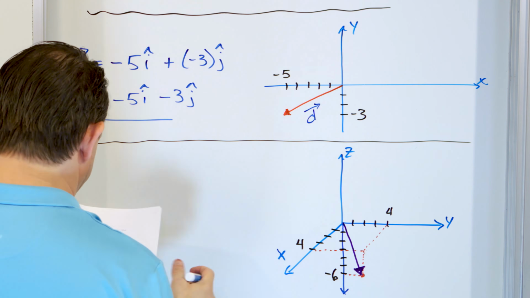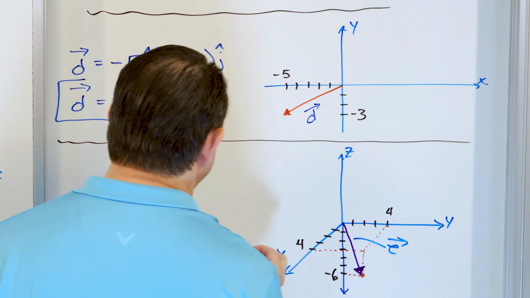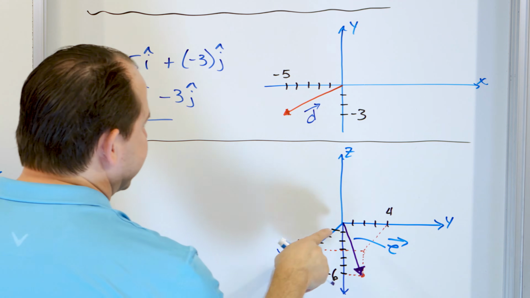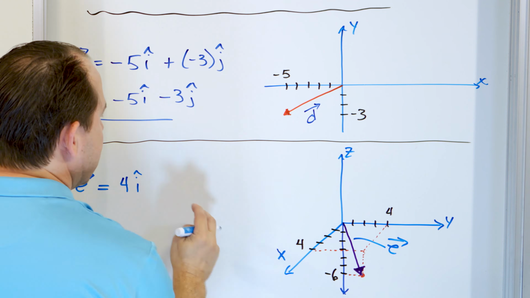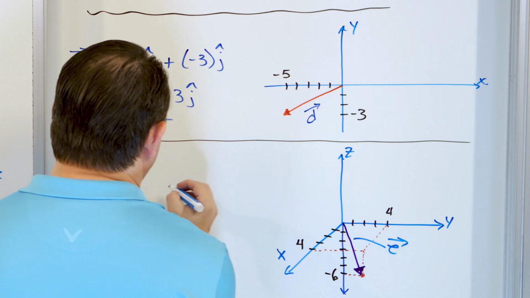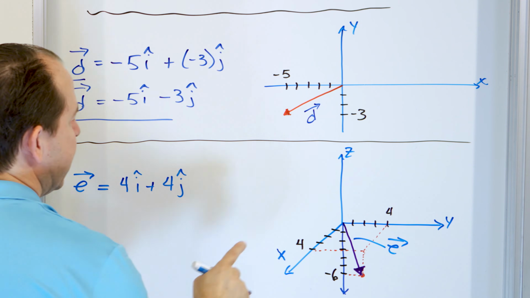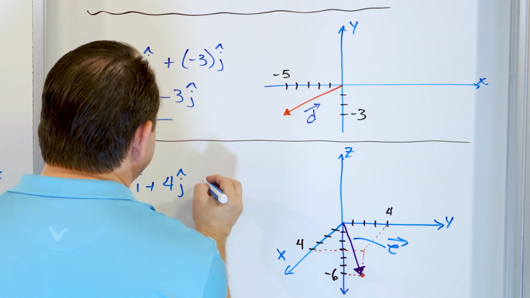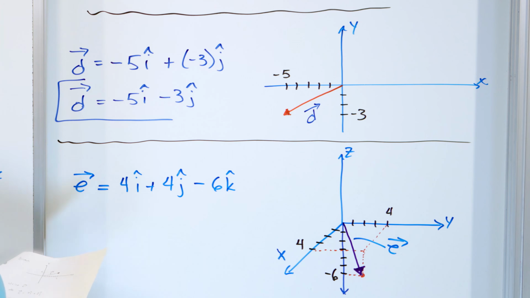And what is the vector here? We're going to call this vector E. Let's call it E vector. So what is the E vector? All you do is you say, well, what's the x component? It's 4 units in the x direction, so that's the i hat direction. In the y direction, it's also 4 units, so it's 4 units in the j hat direction. In the z direction, it's -6 units, but we don't write it as plus and negative. We just write it as -6 in the k hat direction. So 4i plus 4j minus 6k.